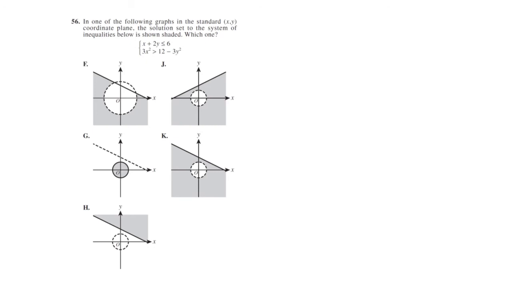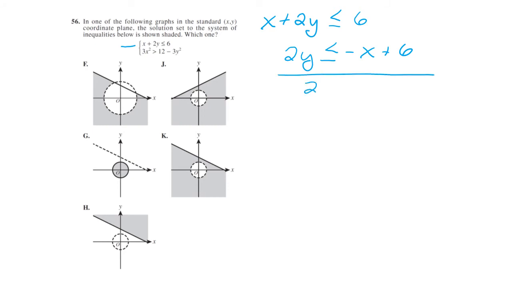In one of the following graphs, the solution set below is shaded. Which one? So this top equation is y equals mx plus b. So x plus 2y is less than or equal to 6. Subtract x from both sides. You get 2y is less than or equal to -x plus 6. Divide the whole thing by 2, and you get y is less than or equal to -1/2 x plus 3.